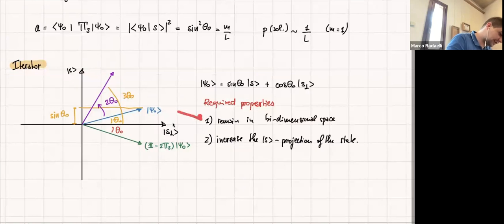This is the reason why I put here the first requirement. So remaining in bidimensional space means that everything that happens to the solutions has to happen to all the solutions, and everything that happens to the non-solutions has to happen to all the non-solutions. This is important as a requirement. If you had something which happens to a solution but not to another one, for example, you would not be able to represent this on a bidimensional space.